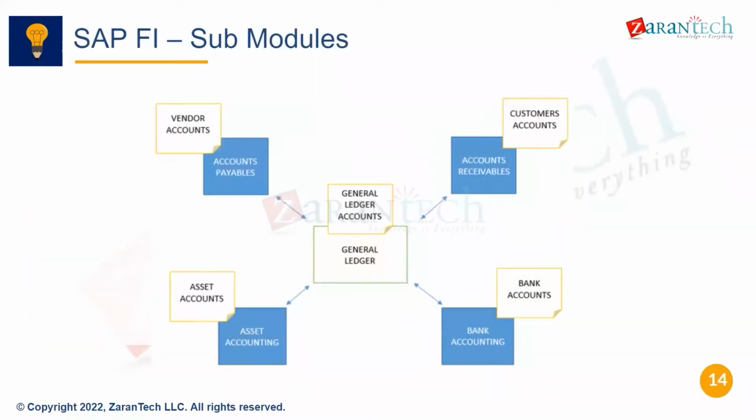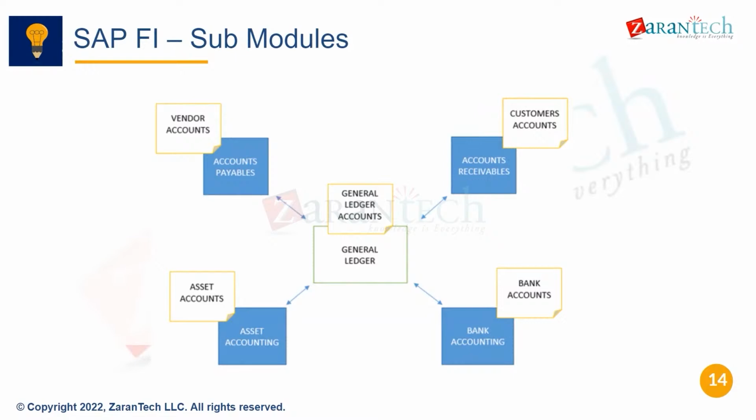So these are the sub-modules in FI. General ledger is in the central part from where we produce all the required financial statements. Now we have accounts receivables, accounts payables, asset accounting, and bank accounting. Accounts receivables is used to manage the customers, all the sales and relevant reports, like we have to provide the monthly statements to the customers, and also we send dunning letters, and we record the invoices and record the payments that are received from the customers.